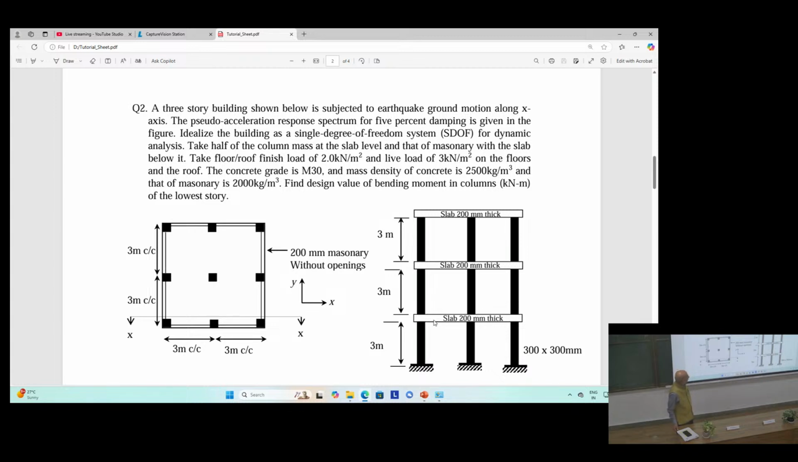And now here it is mentioned. If not mentioned, as we did in the earlier problem, half of the mass of the column you can lump at the top and bottom. So here I mentioned it specifically. Unit weight of the floor load and live load is mentioned. Concrete grade is given. Density of concrete is given. Masonry density is given because these are the masonry infills. Okay.